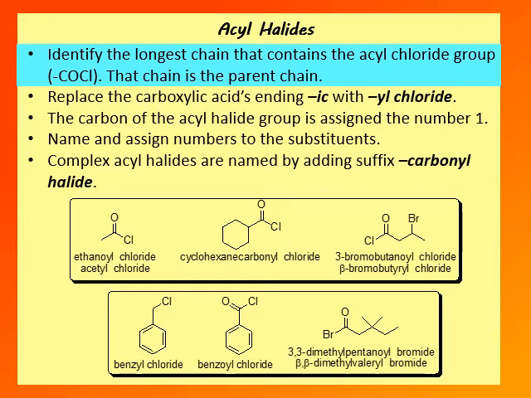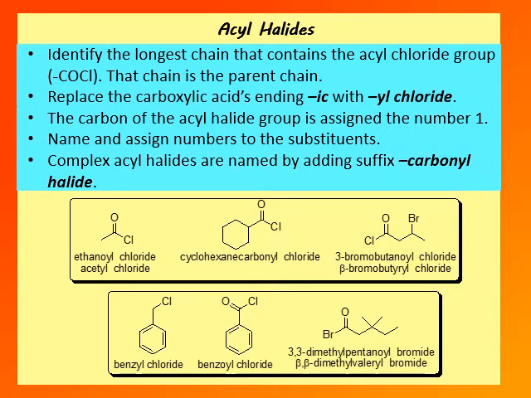We start by identifying the longest chain that contains the acyl chloride group, and that chain is the parent chain. Then we replace the ending of the carboxylic acid, IC, with YL and use a word that indicates the name of the halogen atom, so fluoride, chloride, bromide, iodide. In this case, chloride. Carbon of the carbonyl group, of course, is assigned number 1, and we name and assign numbers to substituents. Finally, complex acyl halides are named by adding the suffix carbonyl halide.